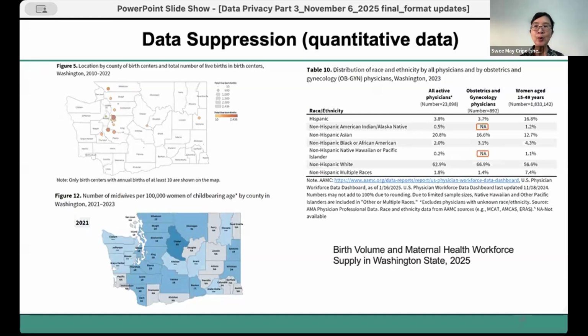Okay. Any questions so far on data de-identification for both qualitative and quantitative data that applies to your situation? If you do have any, please feel free to put it in the chat.